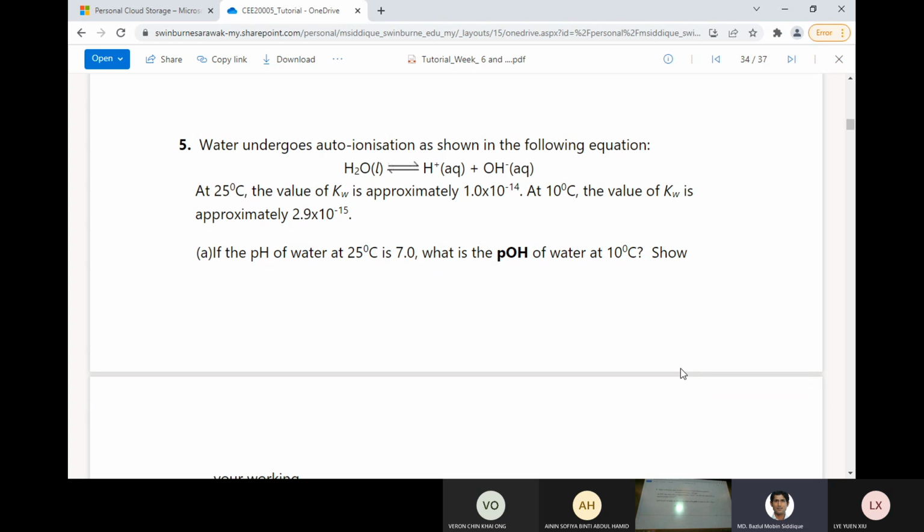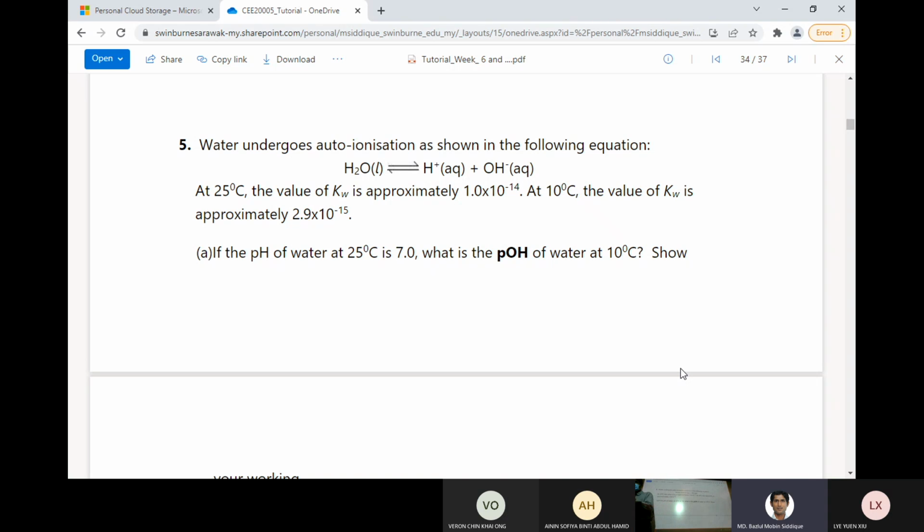The question says that water undergoes autoionization as shown in the following equation. Of course, at 25 degrees the value of Kw is approximately 1 times 10 to the negative 14. At 10 degrees centigrade, the value of Kw is approximately 2.9 times 10 to the negative 15, right? If the pH of water at 25 degrees is 7, what is the pOH at 10 degrees centigrade? Quite a lot of information. Do we need all this?